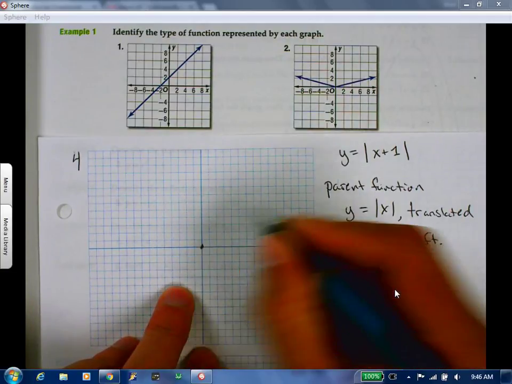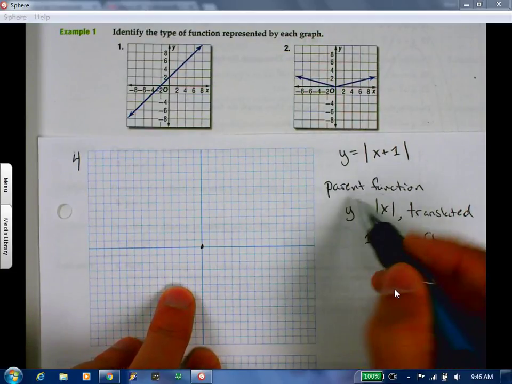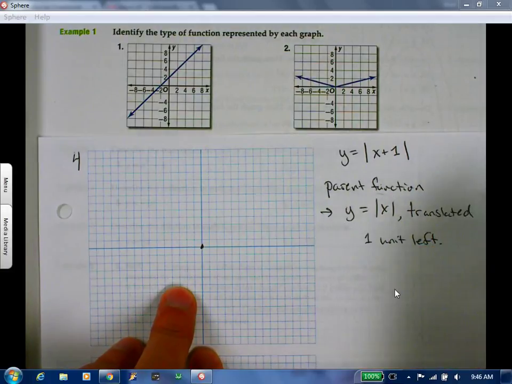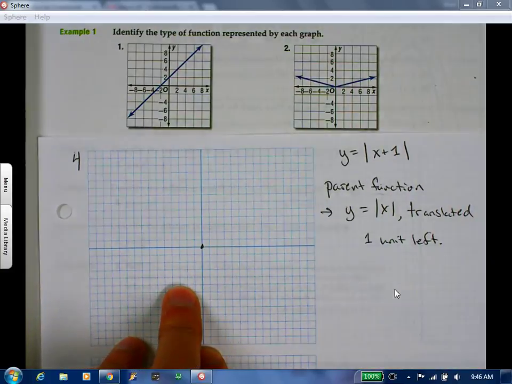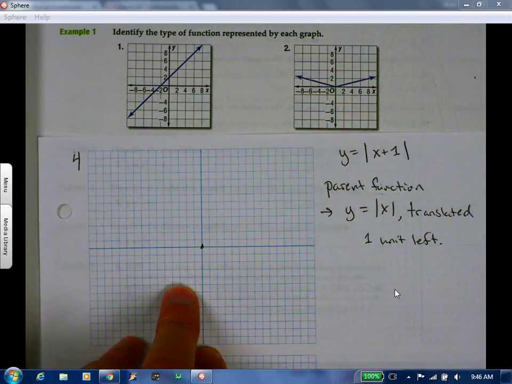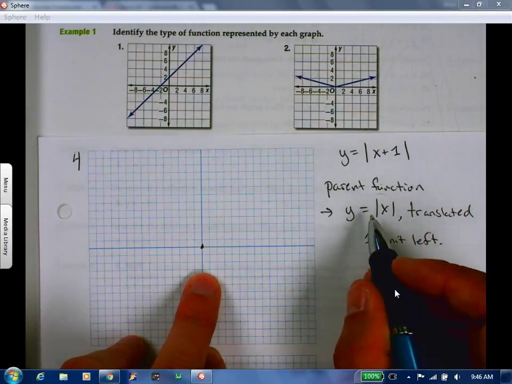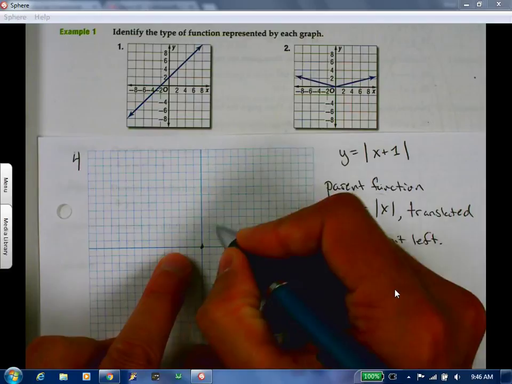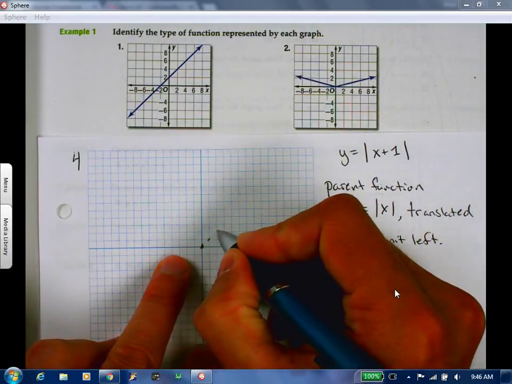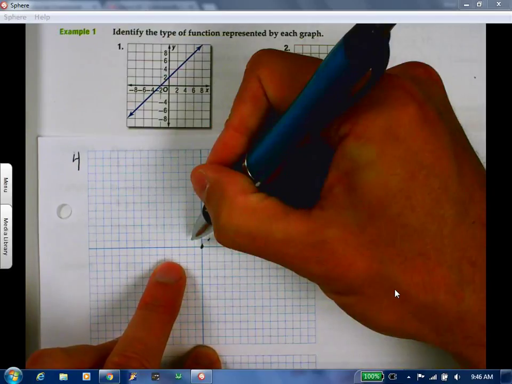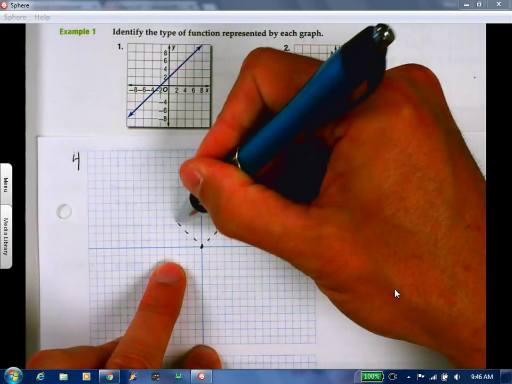Is there a number written in front of the x? Correct. Is it written though? No, but you have to know there's a 1 there. So what's my slope? 1. Now remember, it's a v, so it's going up 1 over 1 to the right, and up 1 over 1 to the left. That's how you get the v. Don't make a linear function out of an absolute value.